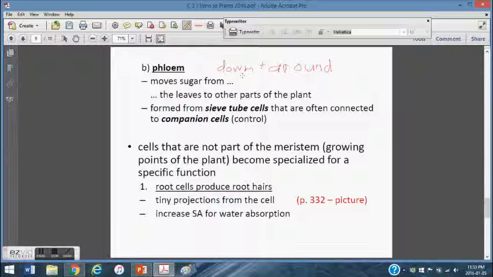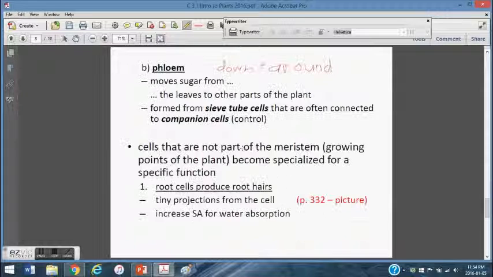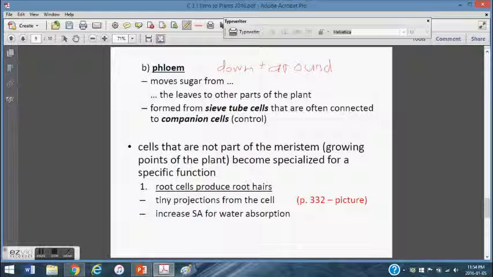So phloem is sort of multi-directional. Xylem, on the other hand, is only moving up. Okay. So again, think alphabetical. Xylem and phloem, phloem and xylem. Down starts with D, and around starts with A, and then up. All right.